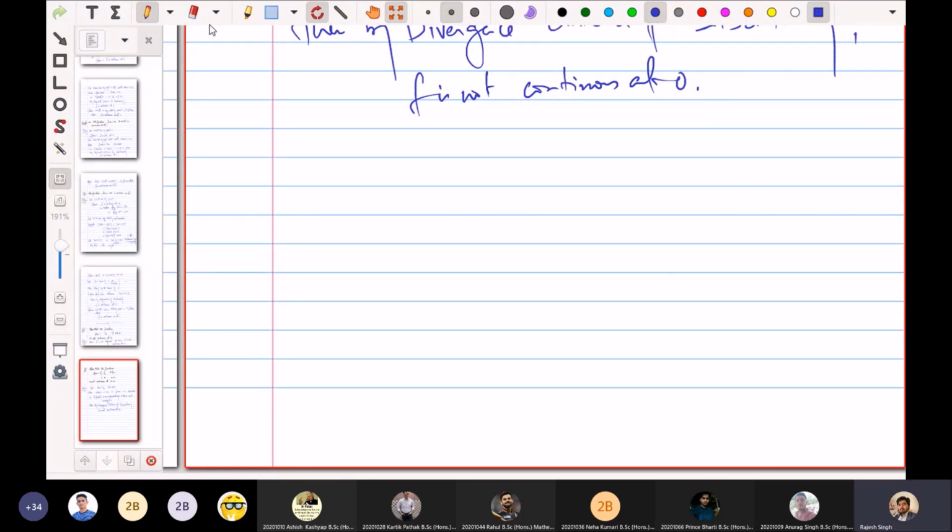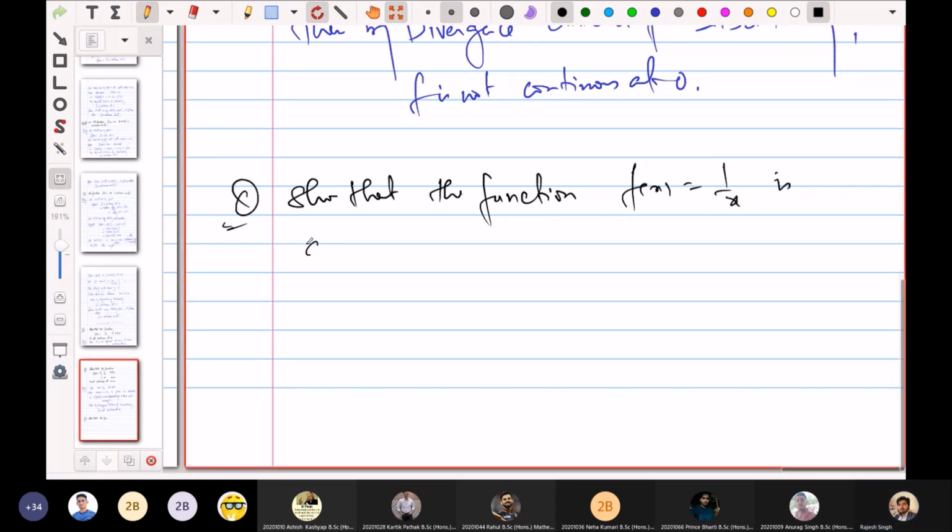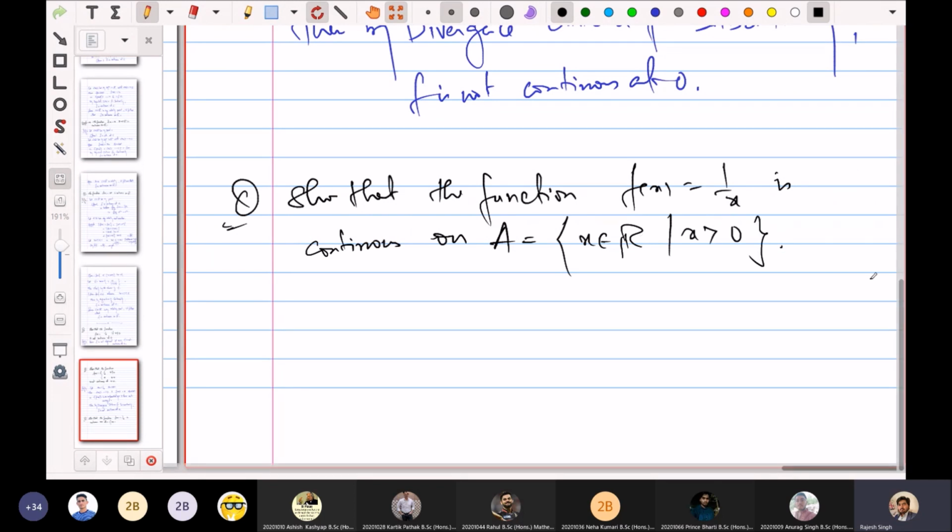Okay, and if you are asked to show that the function f(x) equal to 1 by x is continuous on A, which is the set of all positive real numbers, then it is defined on this domain, right? So how you will prove it?